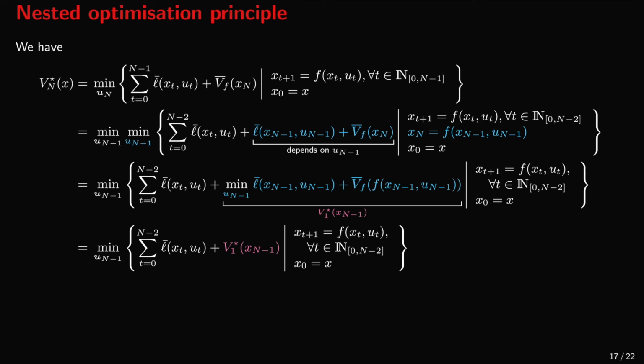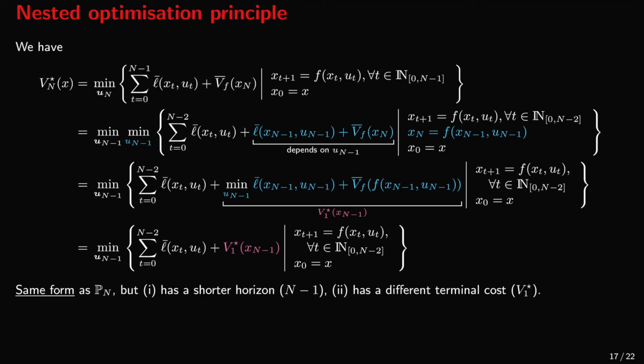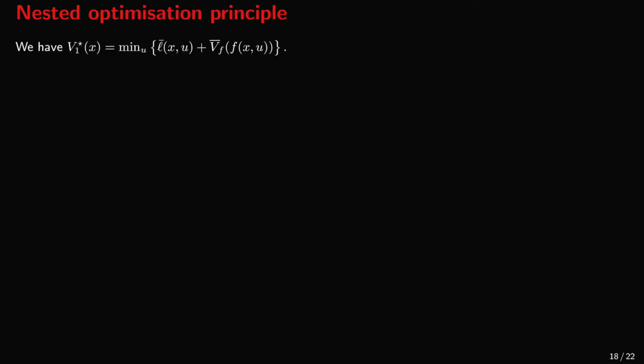The problem now is written like this. We see that it has the same form as the original problem, but with a shorter prediction horizon, n-1, and a different terminal cost, v1 star. Note that v1 star of x is the value function of the optimal control problem with horizon 1 and initial condition x. We have defined v1 star to be the minimum with respect to u of L bar plus Vf bar of f of x, u.